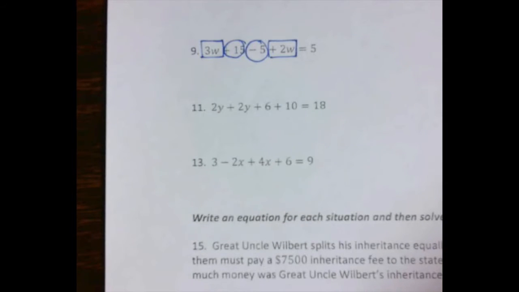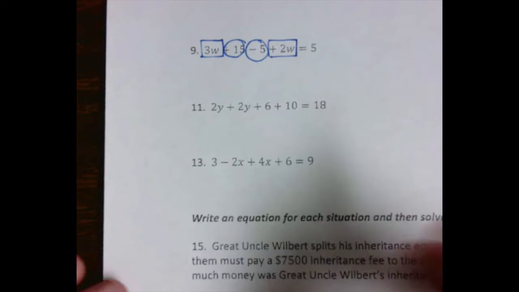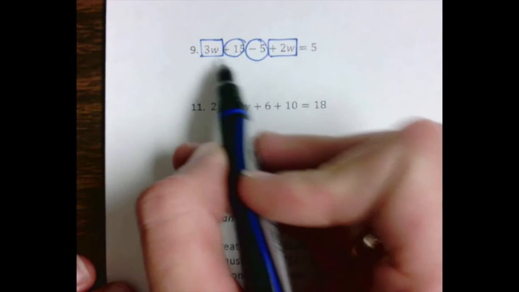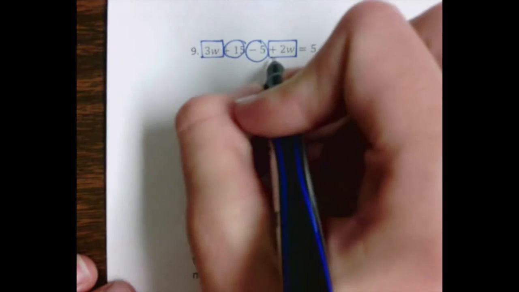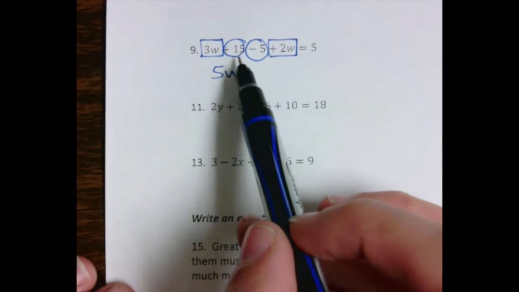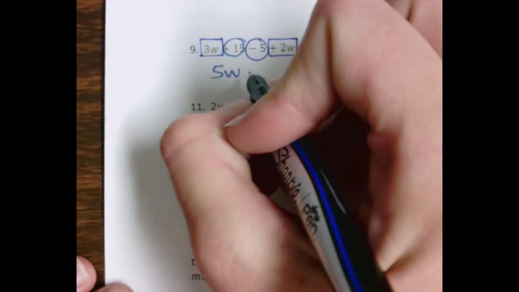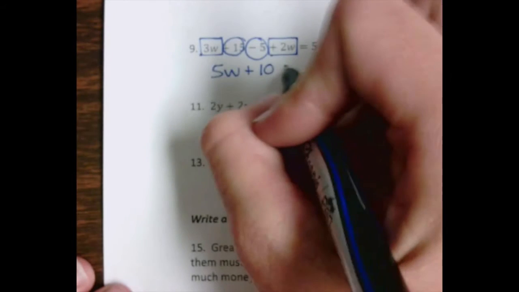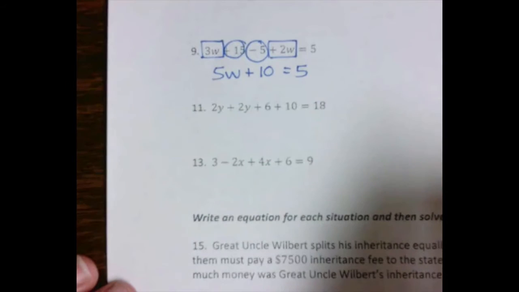So then you would just need to combine like terms. Well, it's much easier now because you've got symbols that relate to those. So you would just need to combine your squares, which is 3w plus 2w, which is 5w. And then you would need to combine your circles, which is 15 minus 5. So at that point, you can just combine those, which is just plus 10, and that still all equals 5.